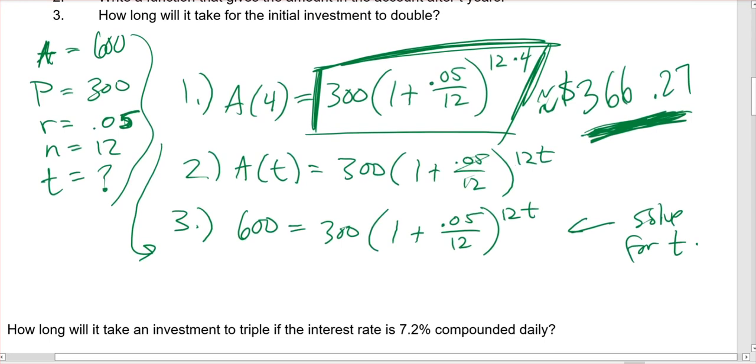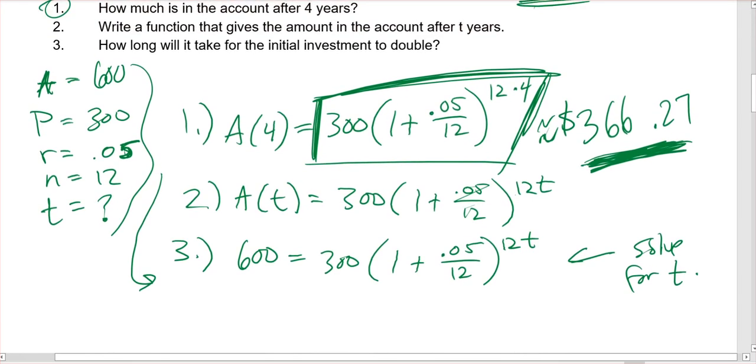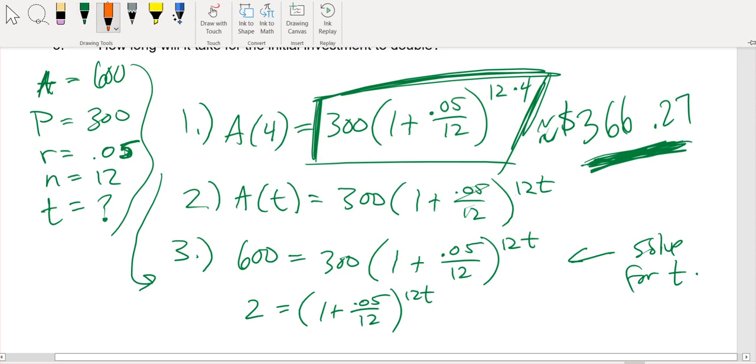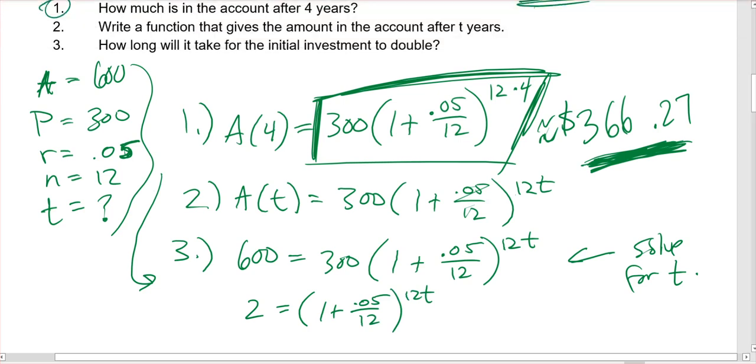Okay, we can do that, right? We have these strategies from the last couple of sections. We want to get all the exponential stuff alone. So we're going to divide both sides by this 300 there. We got 2, right? 600 divided by 300, that's 2. 1 plus 0.05 over 12 to the 12t power. Okay, now we've got our exponential expression isolated. It's alone. So now we do the usual thing, right?